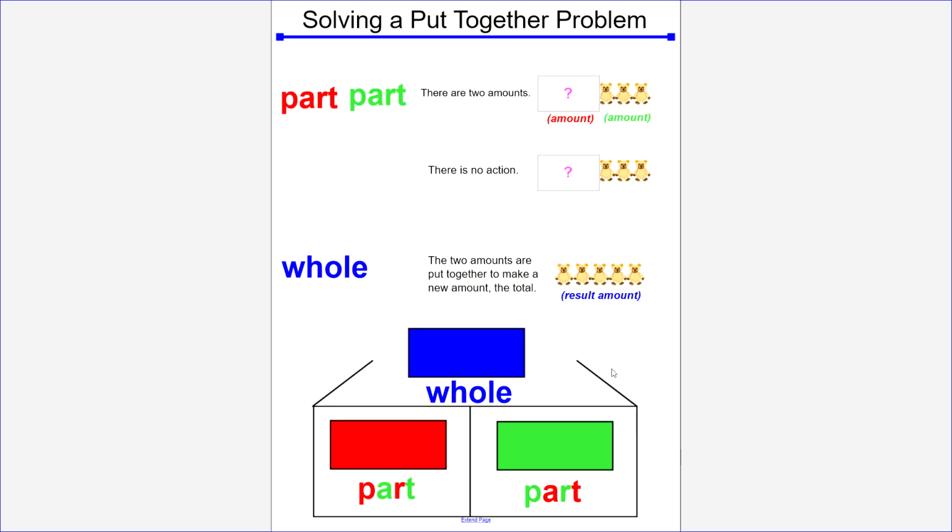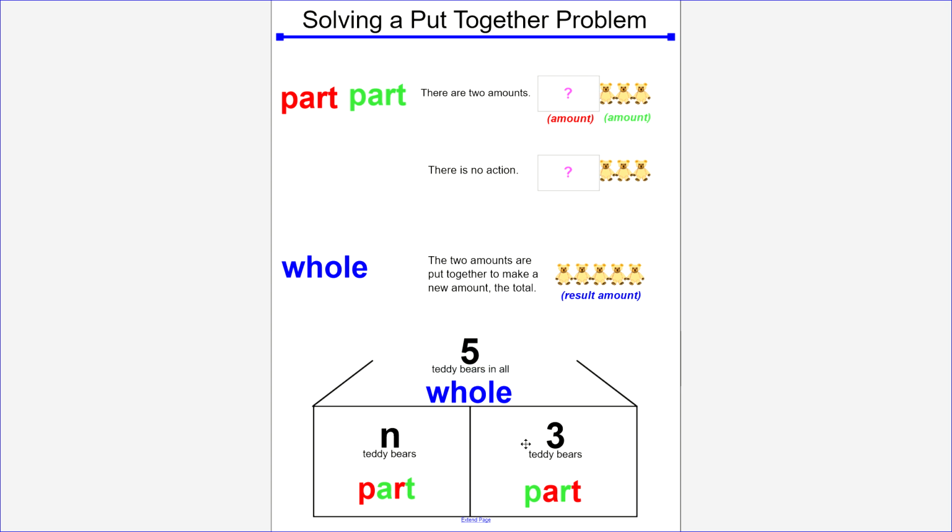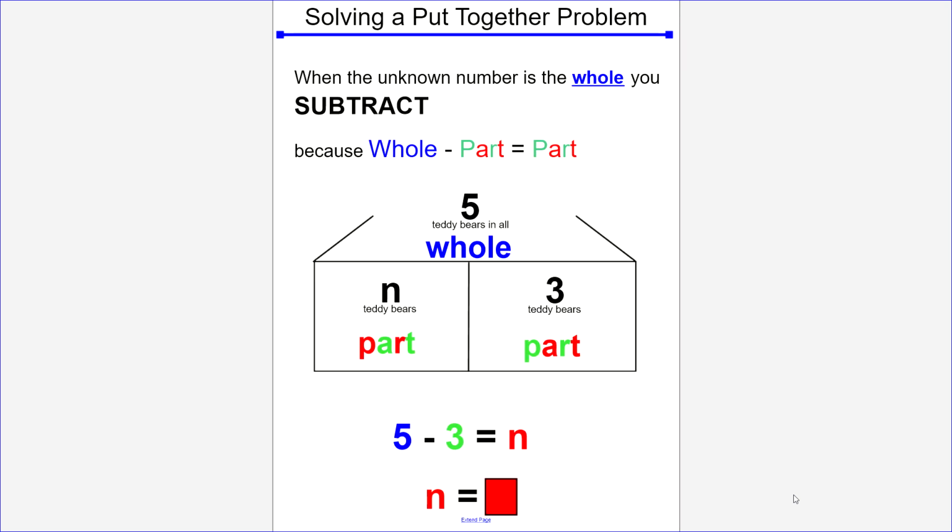If we wanted to solve this problem, we could use a bar diagram. We know that one of the parts is unknown, so we'll put n teddy bears there. The other part we do know. It's the amount, 3 teddy bears. The whole we also know. After the teddy bears are put together, there were 5 total teddy bears, or 5 teddy bears in all. So our whole is 5 teddy bears. In this problem, a part is missing. How would we solve a problem with a missing part? Would we add or subtract? Oh yes, when the unknown number is a part, you subtract.